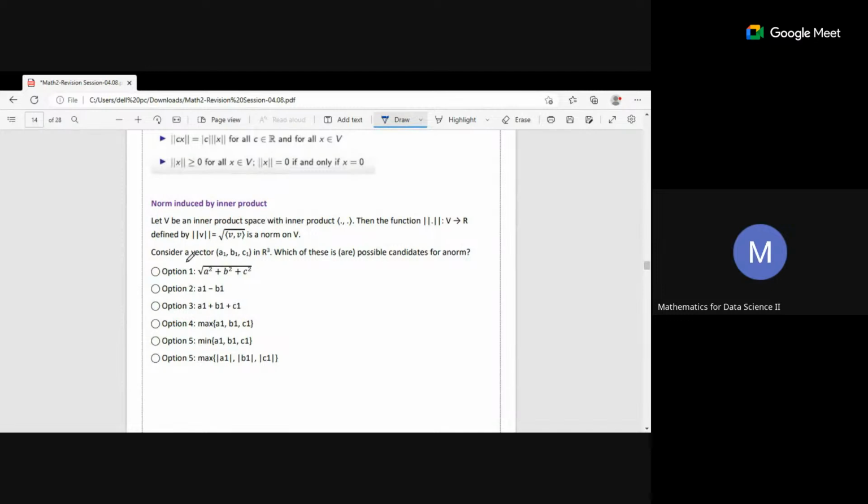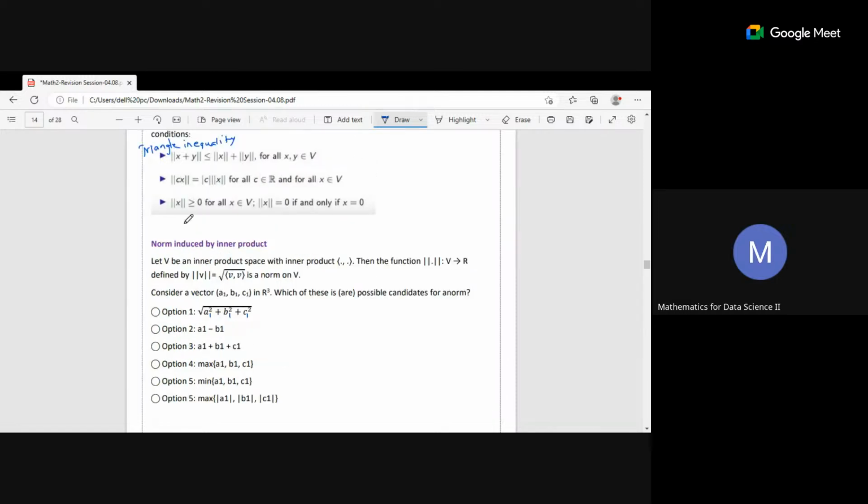Okay, fine. Consider a vector A1, B1, C1 in R3. Which of these are possible candidates for a norm? What about the first one? Does it satisfy all these conditions? In fact, this is the usual inner product. This is the usual dot product, and we know already that this satisfies a norm. So you don't have to verify anything. This is a very familiar one. We know this is true. What about option 2?